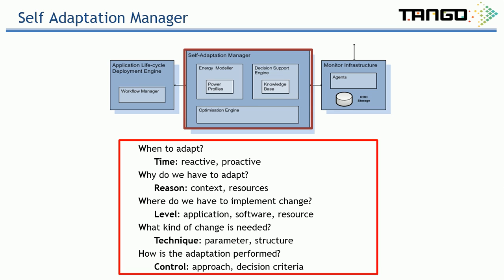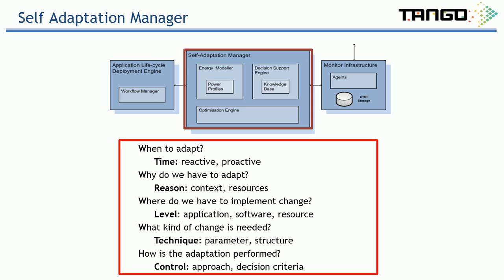Why do we have to adapt? We can start considering things such as the context of the environment and the resources available. Can we say a resource has become free and we can make use of it, so can we accelerate an existing application? Where do we want to implement the change? We can do this at various different levels. So we can look at the applications and the software that is running within the system, or we can look at the resources. And these are 2 different things we can adapt.